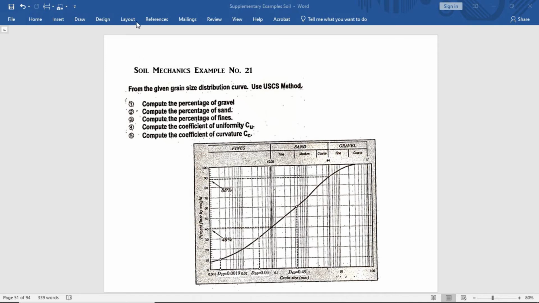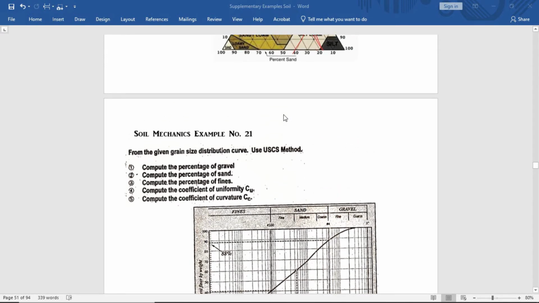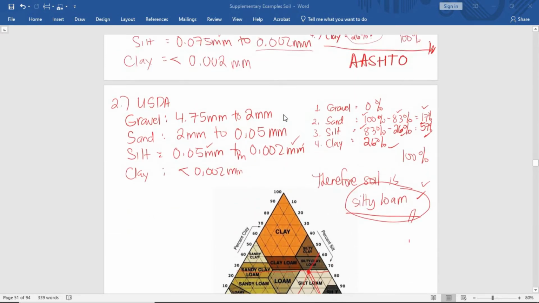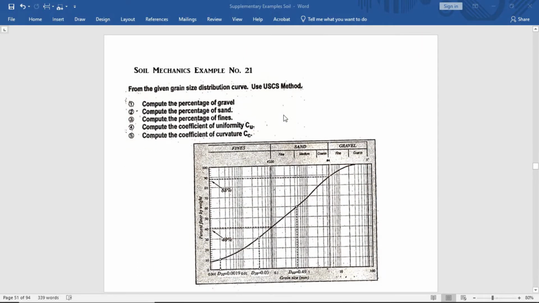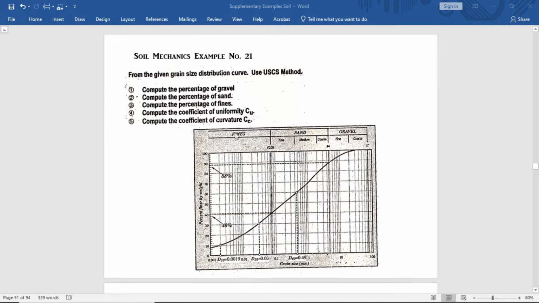So last time we ended on example number 20. Ito yun. So proceed na tayo sa example number 21. From the given grain size distribution curve, use USCS method. Compute the percentage of gravel, compute the percentage of sand, compute the percentage of fines, compute the coefficient of uniformity or CU, and compute the coefficient of curvature or CC.